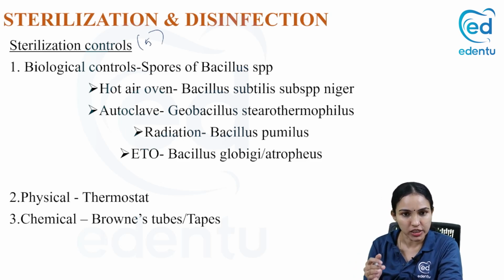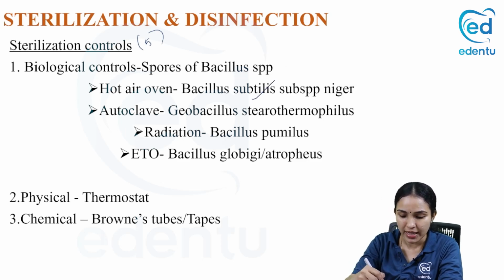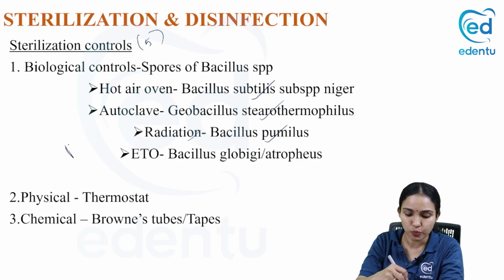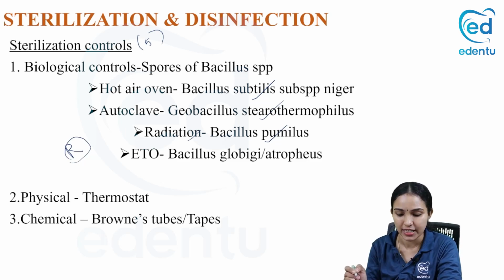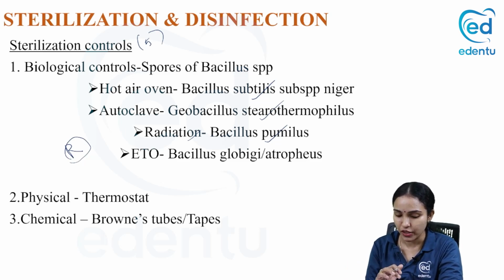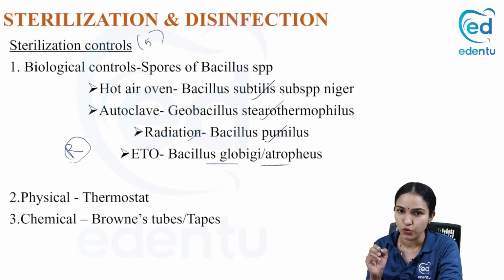Like hot air oven, what is the biological control? Bacillus subtilis. Autoclave, Bacillus stearothermophilus. Radiation, it is pumilus. So pumilus, you can change P to R, right? That's how we remember. Pumilus is the control for radiation. And for ETO, ethylene oxide sterilizer, which we have not learned here because it comes under chemical method, the thing we use as a control is Bacillus globigii or Bacillus atrophaeus. And these are all MCQs also.